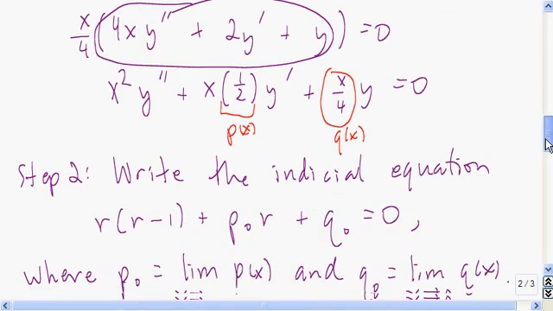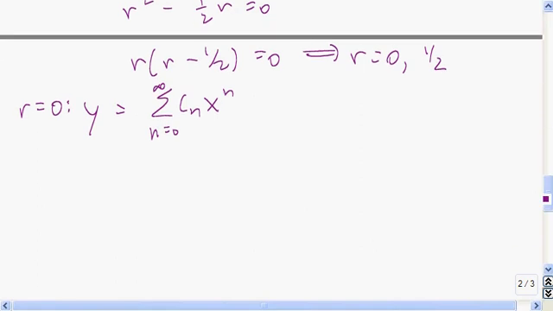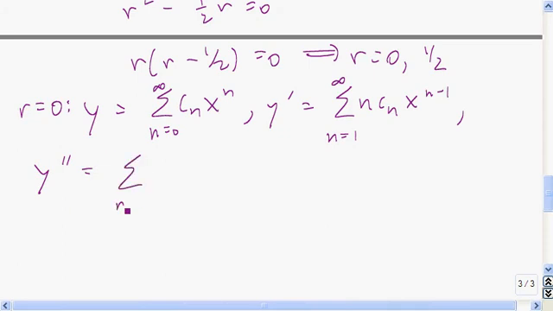Okay, so we need our derivatives. I'm going to just quickly go over this one because it's the same as for the regular power series. So we'll get y prime is equal to the sum as n goes from 1 to infinity of n c sub n x to the power of n minus 1, and y double prime will equal the sum as n goes from 2 to infinity of n times n minus 1 c sub n x to the n minus 2. Okay, so we take each of those and plug them into the differential equation.